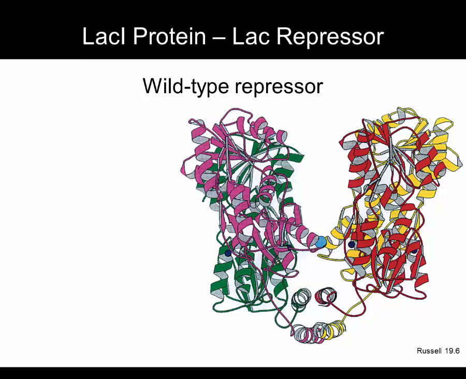On the right is a cartoon structure of it. The 4 different colors represent 4 polypeptides. The repressor functions as a tetramer. Specifically, it's a homotetramer. Each subunit is the same polypeptide, the one coded for by the lac-I gene.